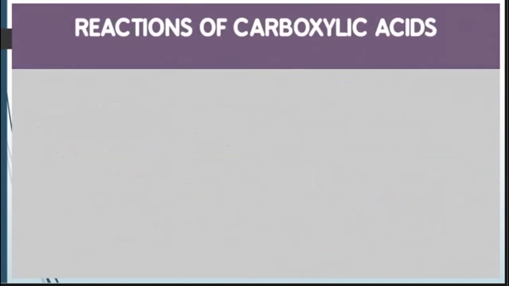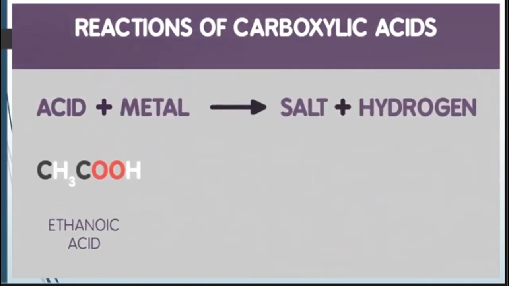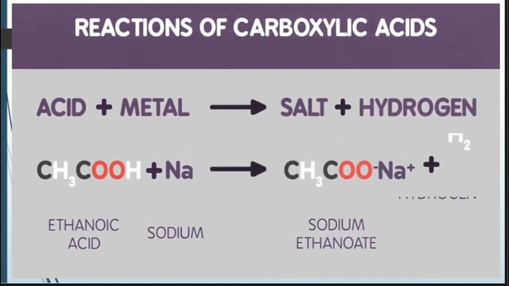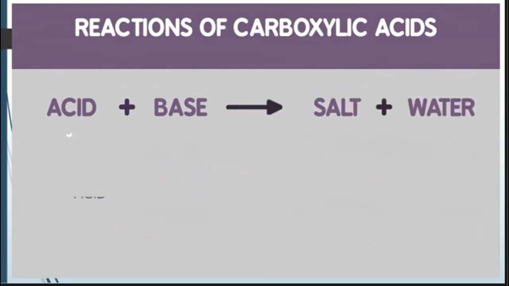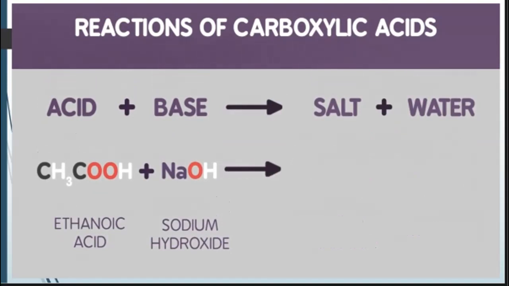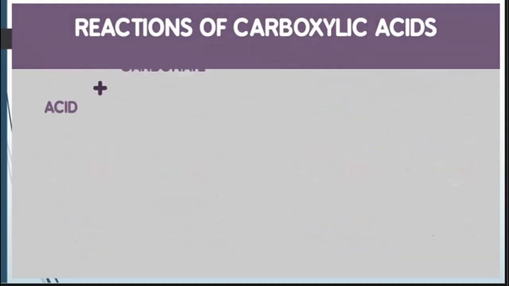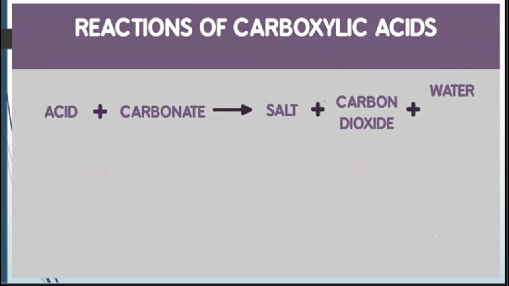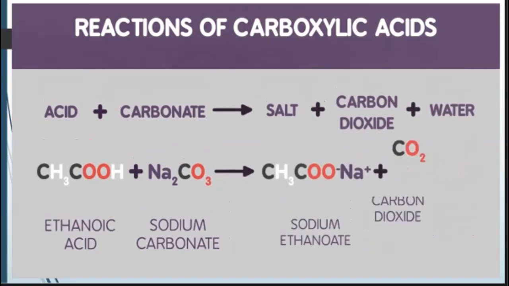Let's have a look at the reactions of carboxylic acids. Carboxylic acids react as typical acids. These are, number one, acid plus metal goes to salt plus hydrogen. For example, ethanoic acid plus sodium goes to sodium ethanoate and hydrogen. Number two, acid plus base goes to salt plus water. For example, ethanoic acid and sodium hydroxide become sodium ethanoate and water. And three, acid plus carbonate goes to salt plus carbon dioxide plus water. For example, ethanoic acid and sodium carbonate go to sodium ethanoate, carbon dioxide and water.